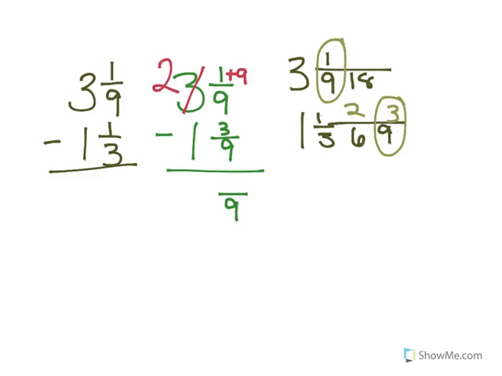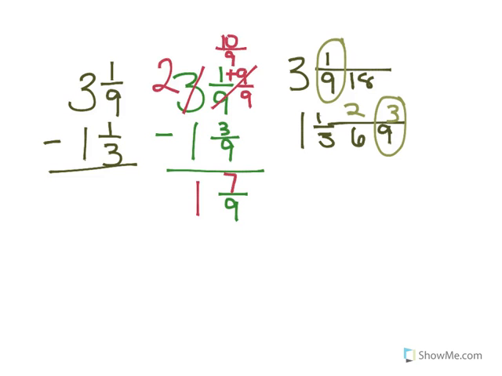You really could just do it like this, but if it helps you, you can put the 9/9. As long as you know why you're borrowing, how much you're borrowing. So now I have 10/9 because I had 1/9 and I just borrowed 9/9. So 10 minus 3 is 7. 2 minus 1 is 1. So my answer is 1 7/9.